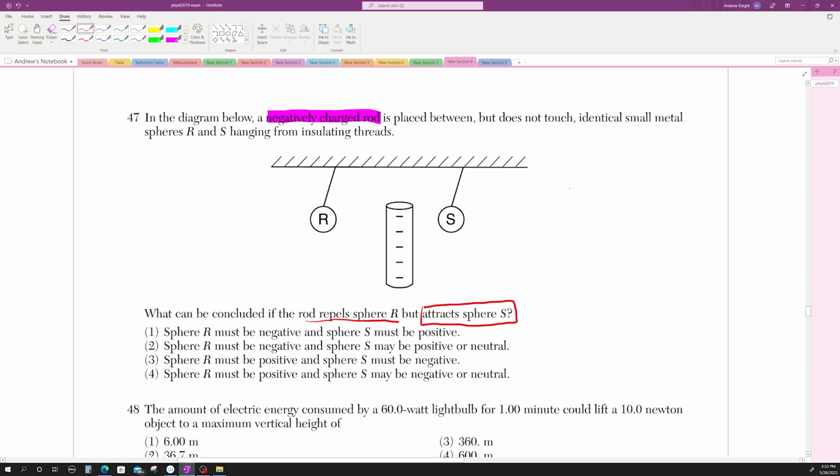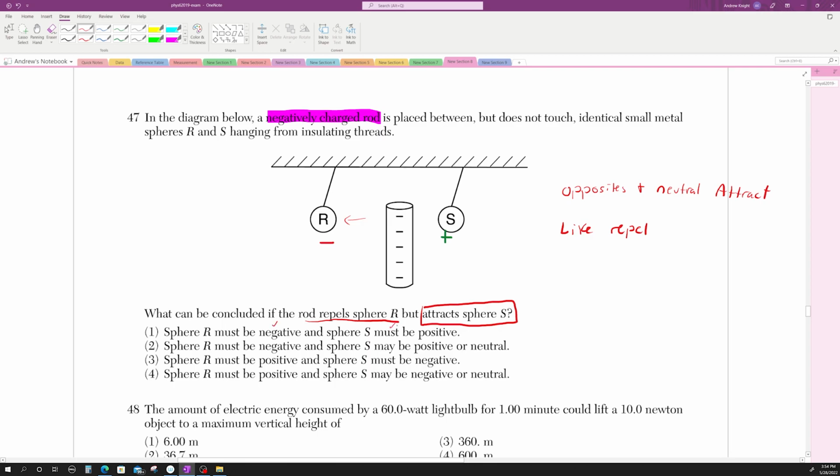Well, remember, opposites and neutral attract. Meanwhile, like repel. So with that being said, we can figure out that if sphere S is attracted to that rod, sphere S definitely has to be positive, and we know that sphere R is negative because it's repelling away. So sphere R must be negative.